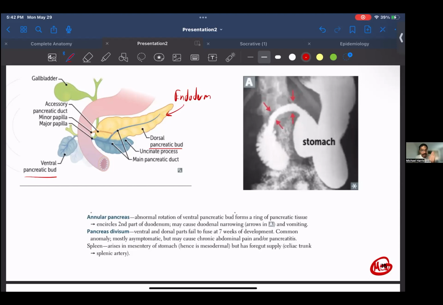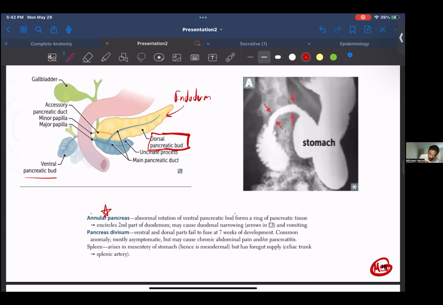And what ends up happening is the ventral bud rotates around to fuse with the dorsal pancreatic bud. This is where you can have two embryological abnormalities. One is annular pancreas, where it completely wraps around the duodenum and constricts it. The other is pancreatic divisum, where these never fuse together, and you have one main pancreatic duct draining into the minor papilla, and then a minor pancreatic duct draining into the major papilla. Okay? This is also very bad.